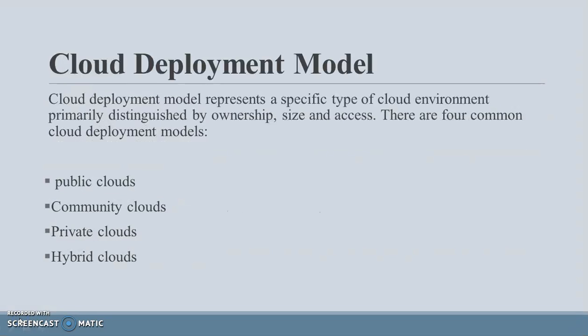Next, coming to cloud deployment models. A cloud deployment model represents a specific type of cloud environment primarily distinguished by ownership, size, and access. There are 4 common cloud deployment models. First is public cloud, second community cloud, third private cloud, fourth is hybrid cloud.